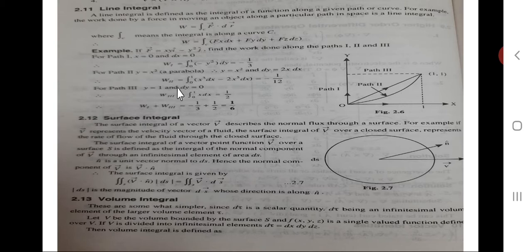Now let us consider an example. If F is equal to xy i minus y square j, then find the work done along the path which is in the figure: first, second and third path.